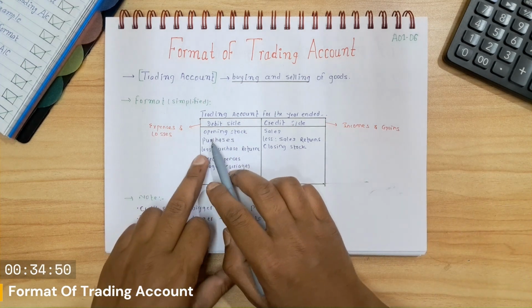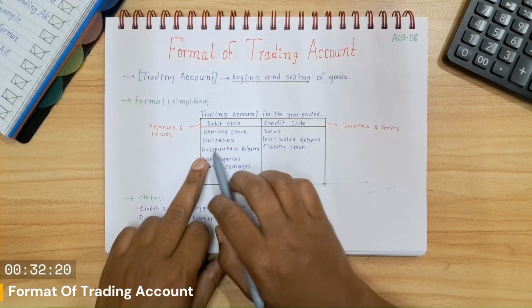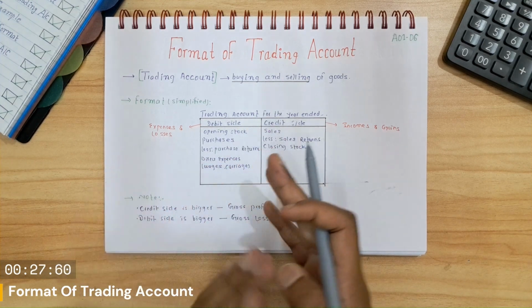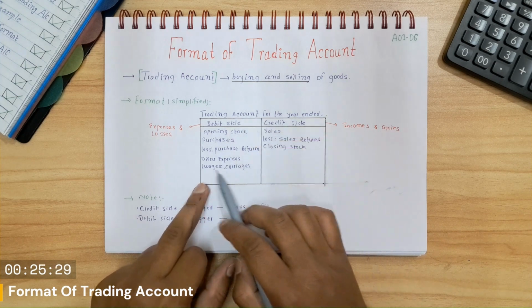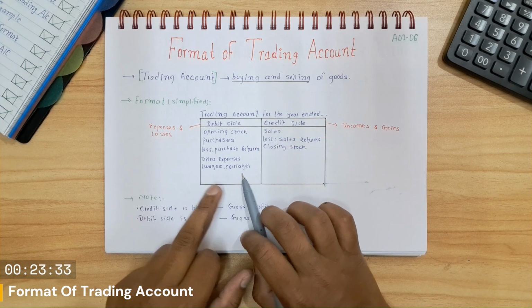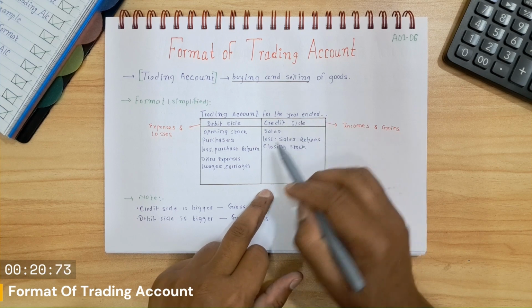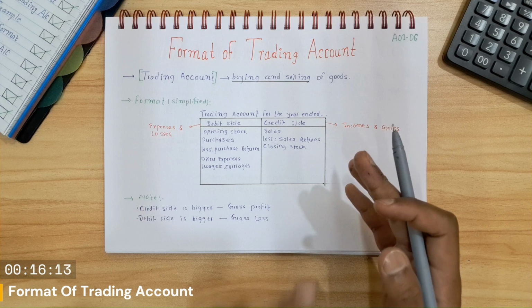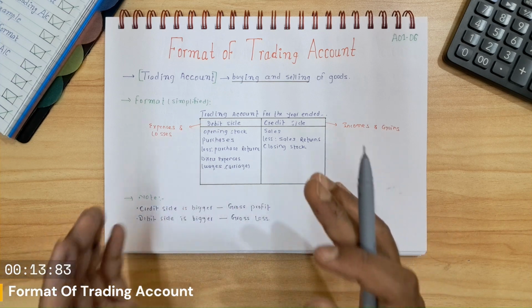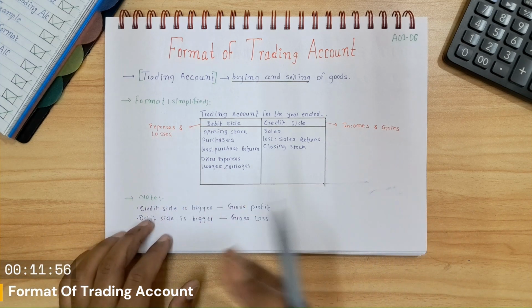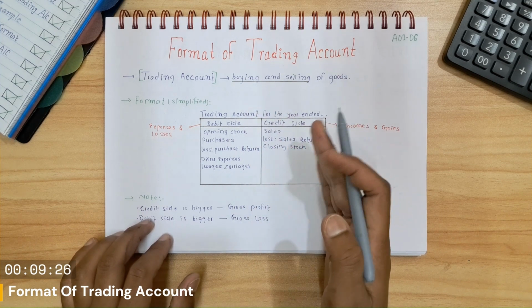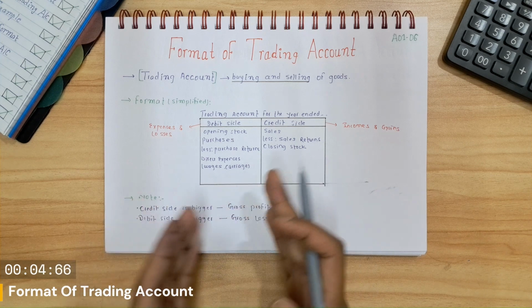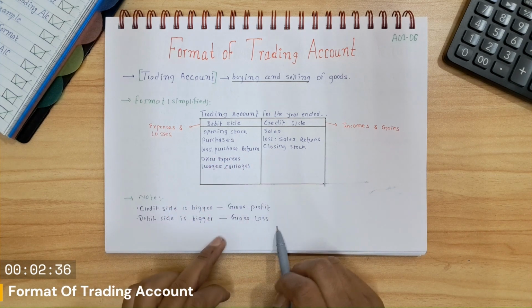Here we first write opening stock, then purchases, less purchase returns, and all direct expenses related to buying and selling of goods, like wages and carriage. On the credit side, sales, less sales returns, and lastly we write closing stock. And note, if the credit side is bigger, you get gross profit, and if the debit side is bigger, it's a gross loss.